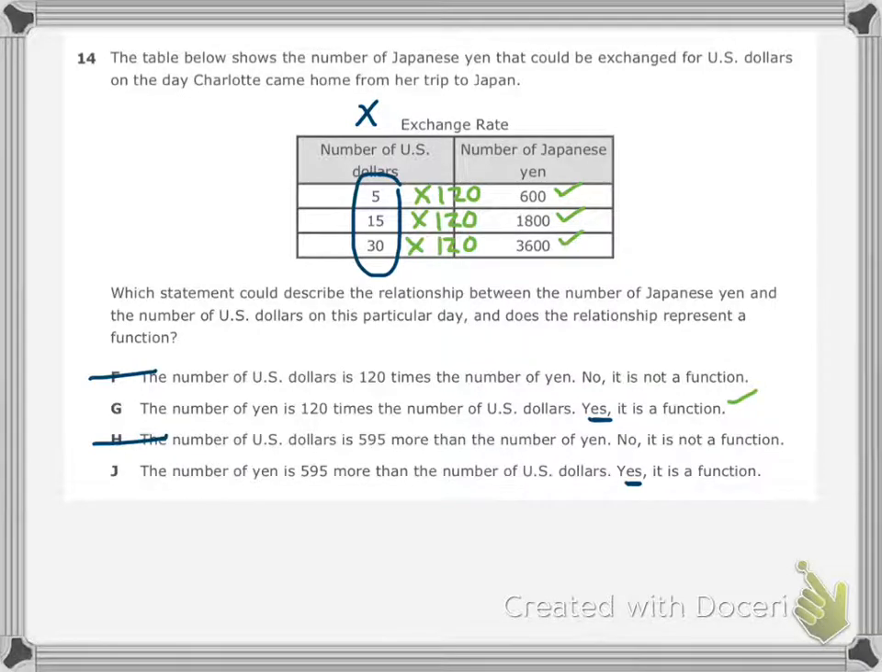J is saying that the number of yen is 595 more than the number of US dollars. That would mean to add 595 and you'd get the number of yen. If I add 595 to 5, yeah, I do get 600, but that's the only one it works with. If I add 595 to 15, I'm only going to get 610. 1800 is way, way off, so this is not going to work for that one. So the answer here that I want to choose is G.